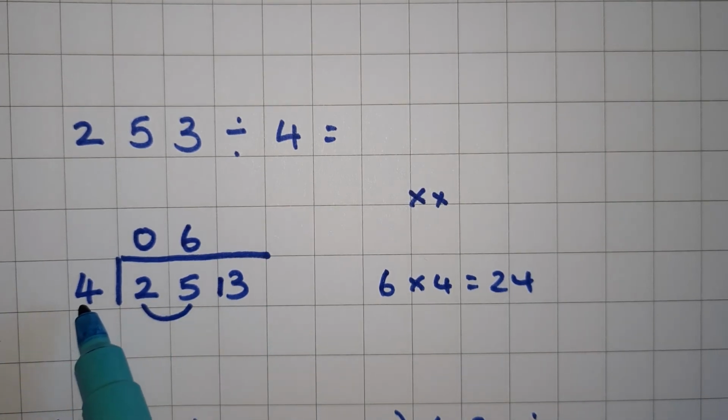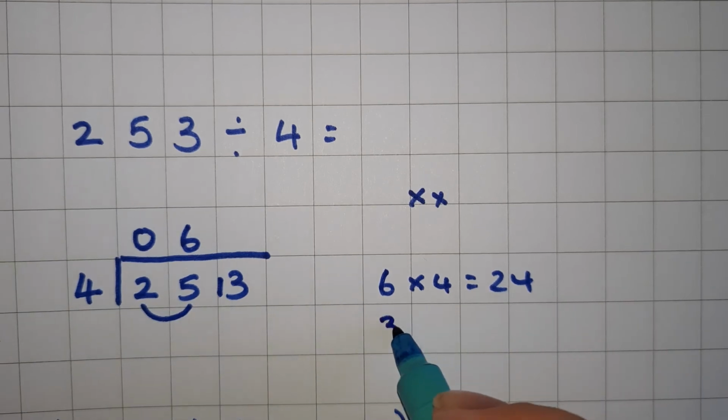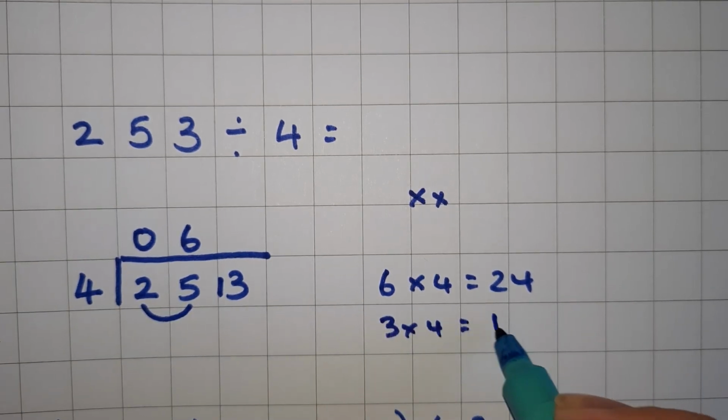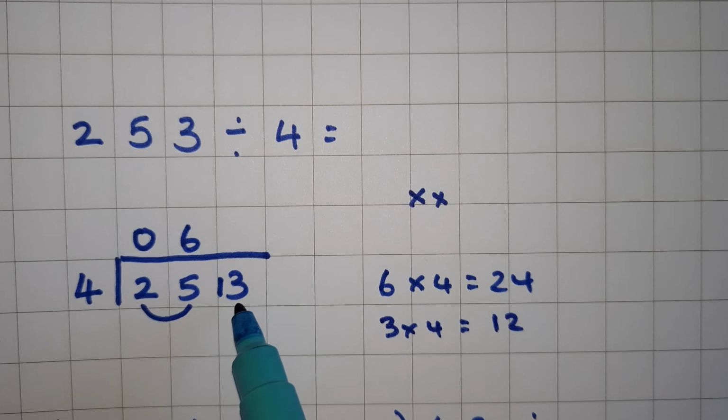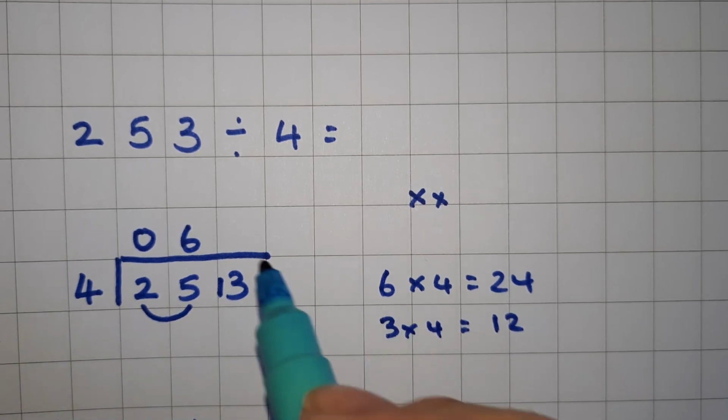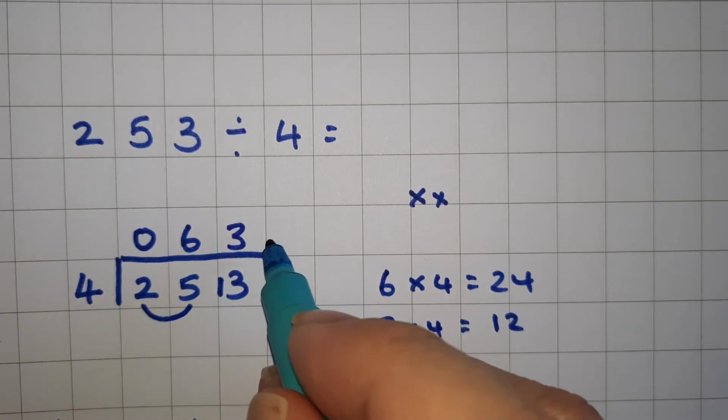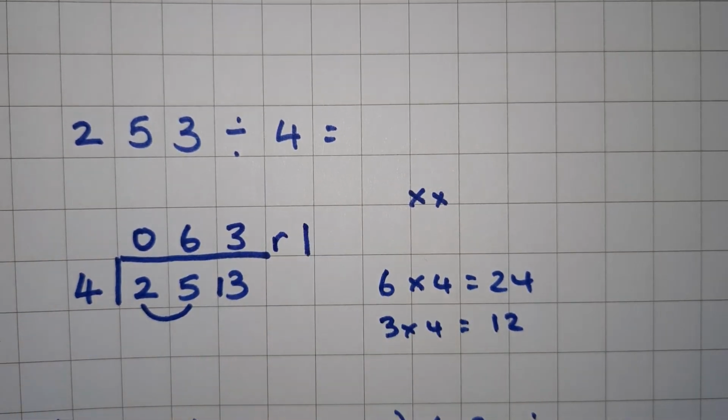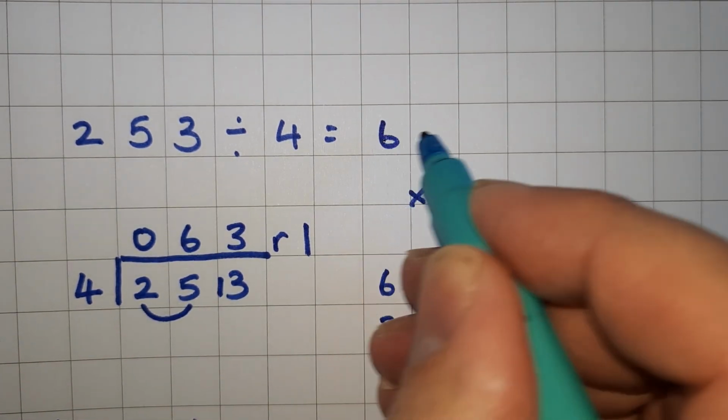13 divided by 4, or 3 times 4 equals 12. We're dividing 13, so we have one left over, which means there are 3 whole groups, remainder 1. 253 divided by 4 is 63, remainder 1.